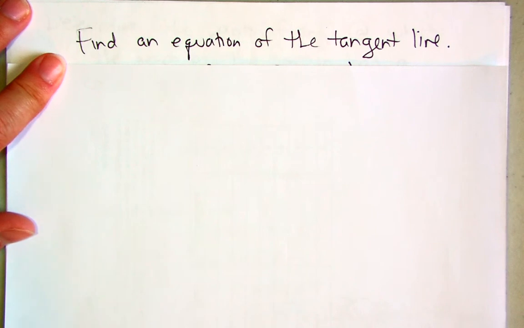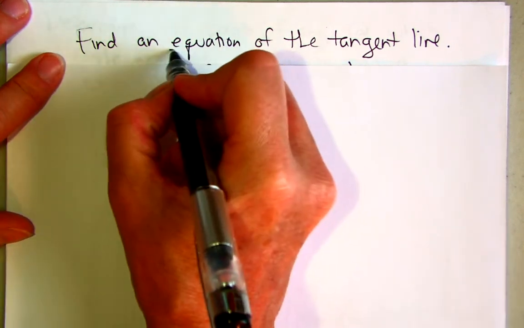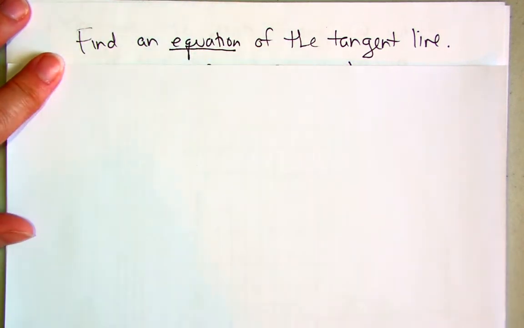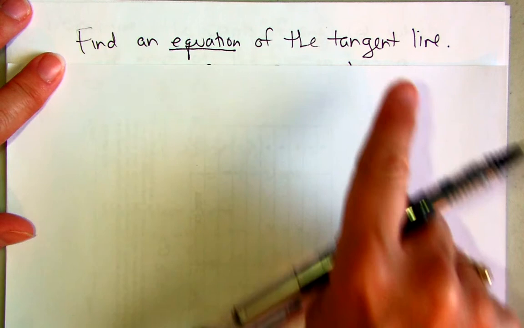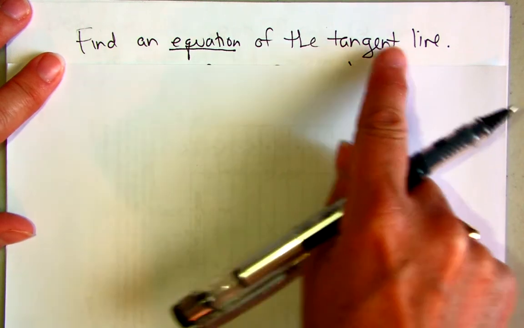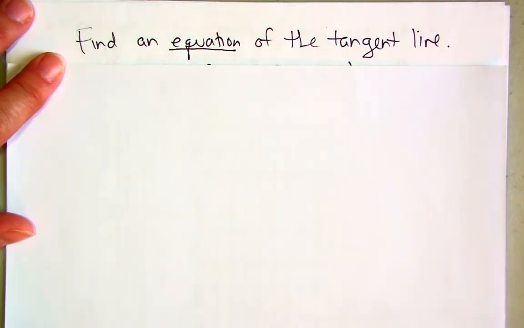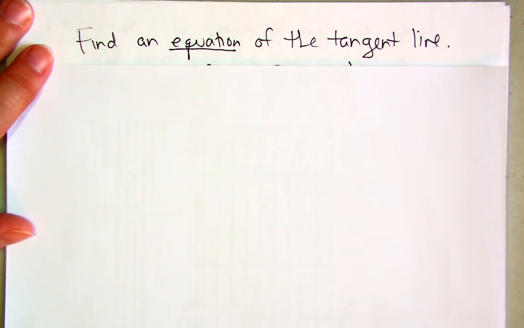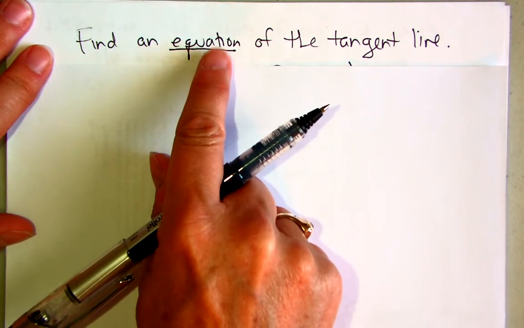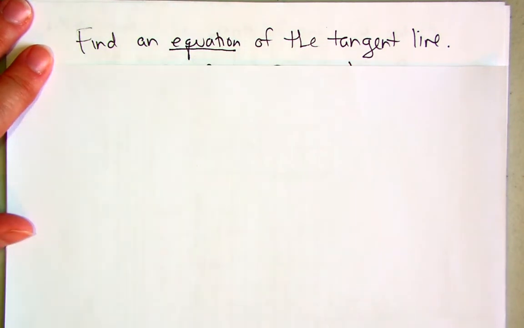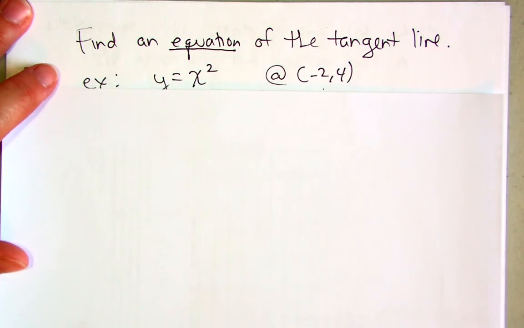Now I want to, please notice, find an equation of the tangent line. Not just the slope of the tangent line to the graph of f, but I want to find the entire equation of the tangent line to the graph of f at a particular point. It must be at a particular point in order to find the equation of the tangent line. We have to know the slope.